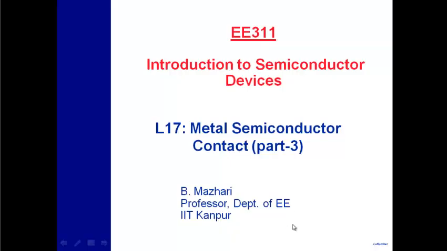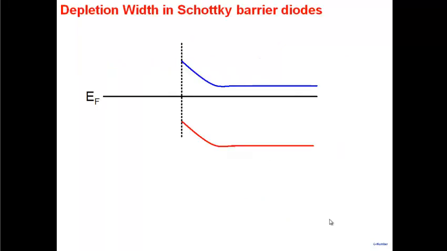So this is the third part of our discussion related to metal semiconductor contacts, and I hope we'll wrap it up today. We've seen that when you put a metal on, let's say, an N-type semiconductor or a P-type semiconductor, we've been talking mostly in terms of N-type semiconductor.